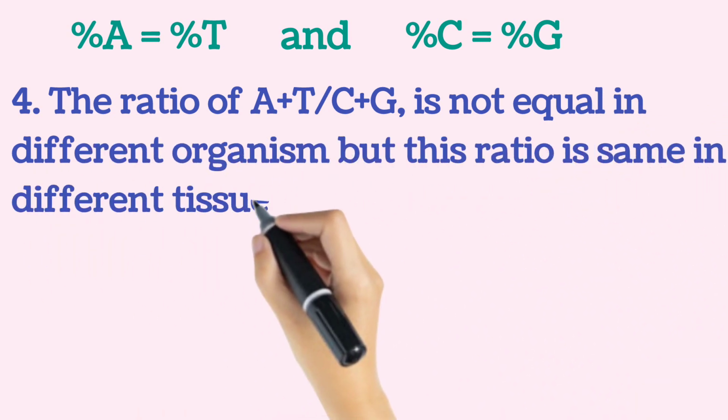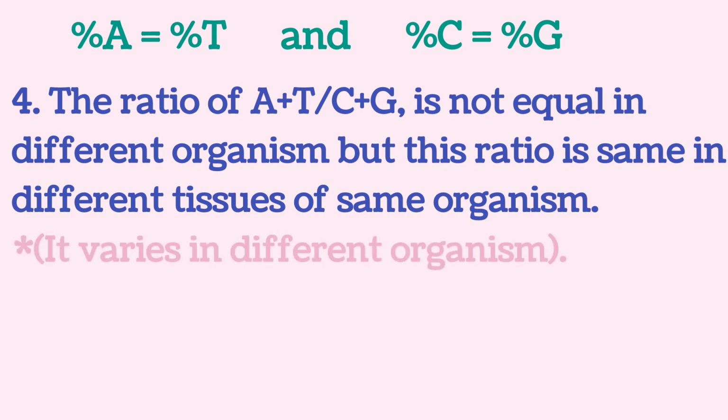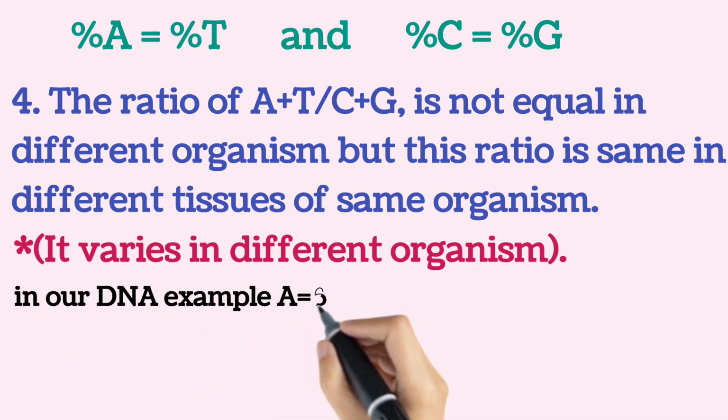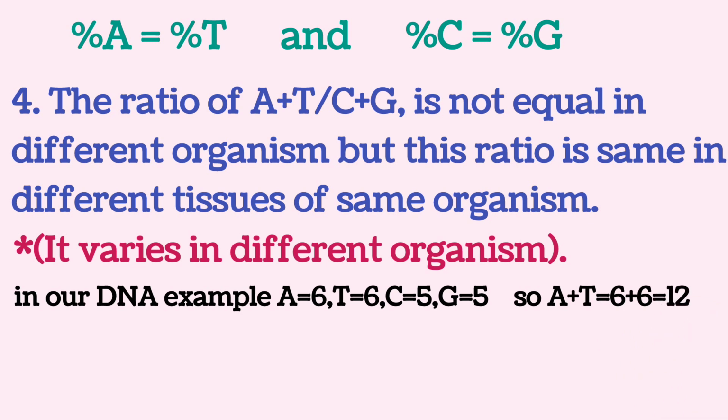The fourth point is about the ratio of adenine plus thymine by cytosine plus guanine. It is not equal in different organisms, but this ratio is the same in the same organism but in different tissues. In one organism there are many tissues and cells, so in that organism this ratio A plus T by C plus G is the same, but it differs between organisms.